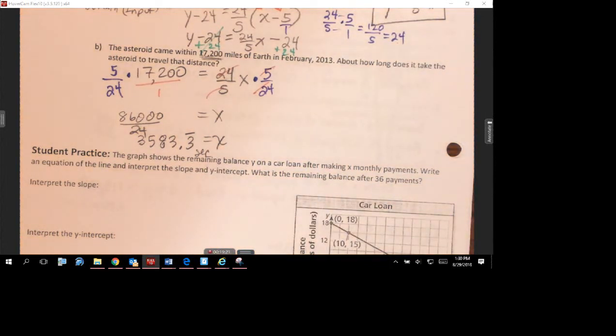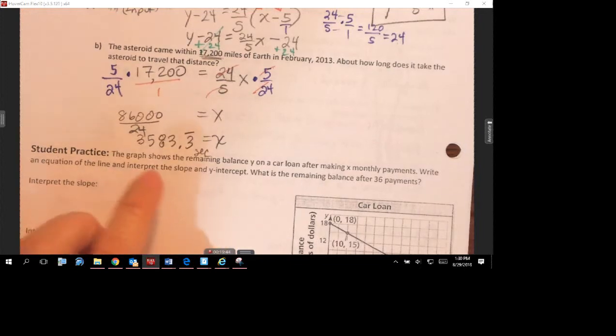Yeah, so we don't normally talk like, oh yeah, 3,000 seconds, that's how long it took. We don't talk like that. All I did was divide 17,200 by 48.